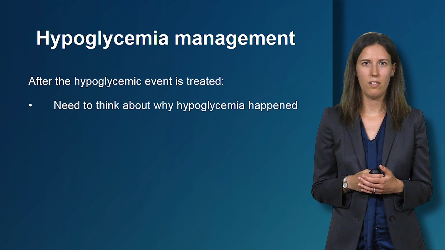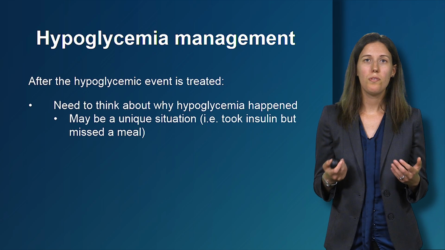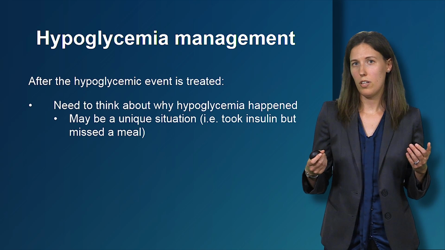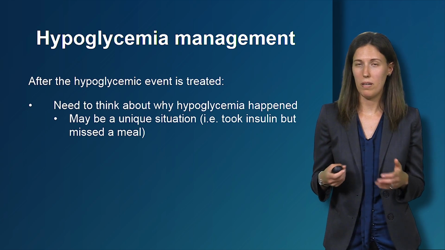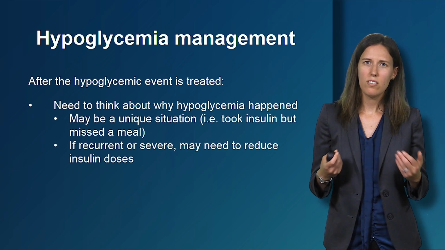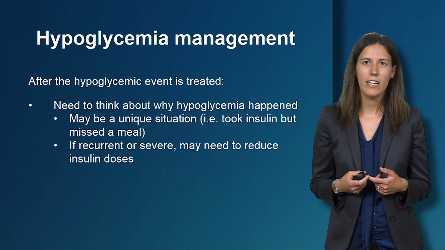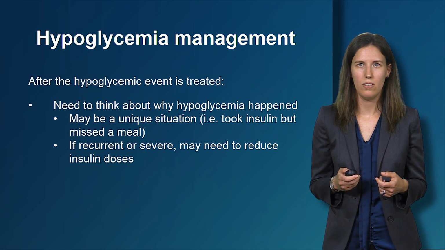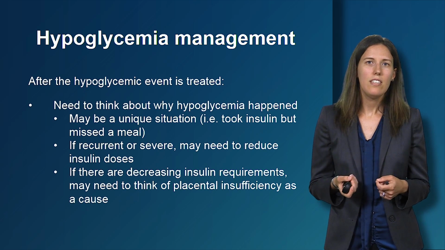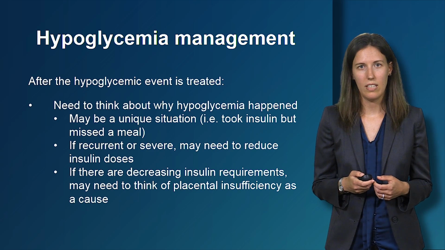After the hypoglycemic event is treated, it's important to think about why did it happen. It may be a unique situation. For example, the patient took insulin for their meal but missed their meal or ate less for one reason or another. If that's not the case, if it's not a unique situation, if it's recurrent or severe, it may be necessary to reduce insulin doses. And if there are decreasing insulin requirements, you may need to think about placental insufficiency as the cause.